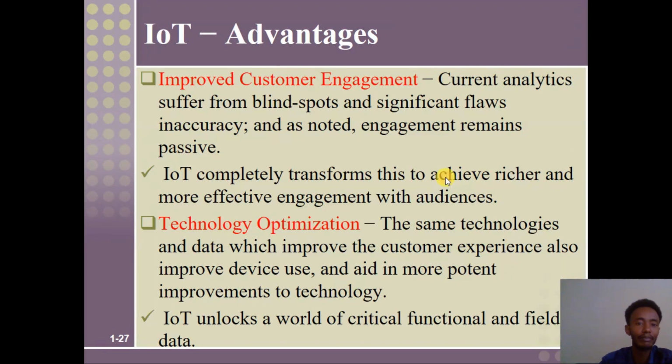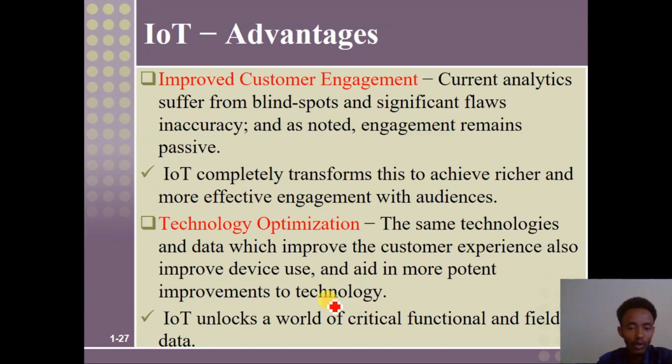The first one is improved customer engagement. In order to improve participation among customers, to have customer engagement, the company will engage them, actively participate and actively communicate with them, in which the Internet of Things plays an important role.